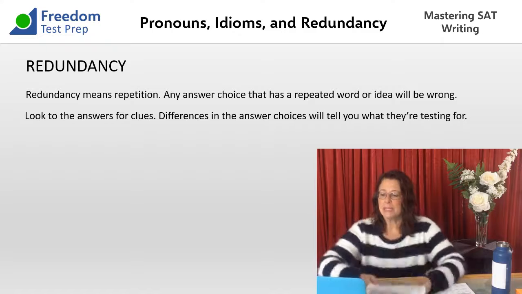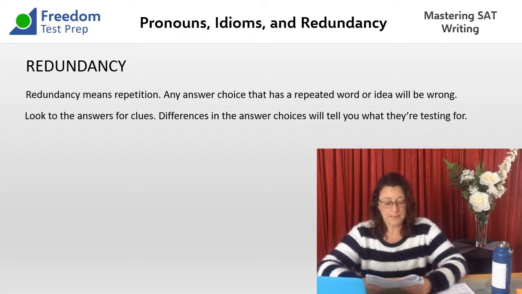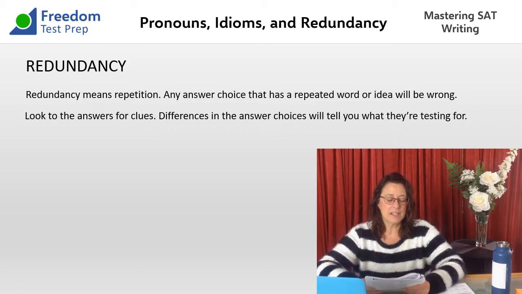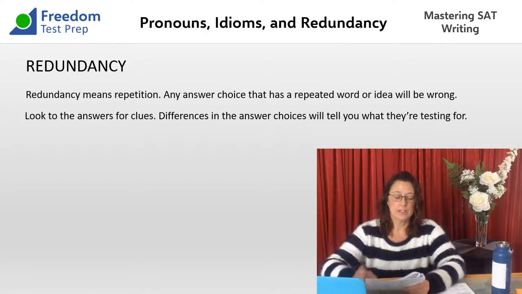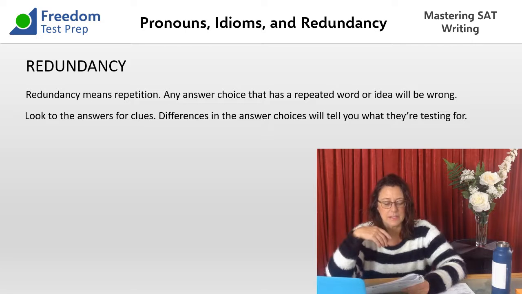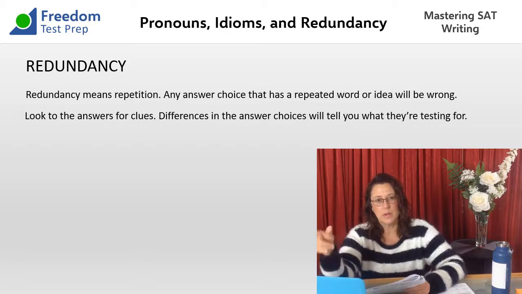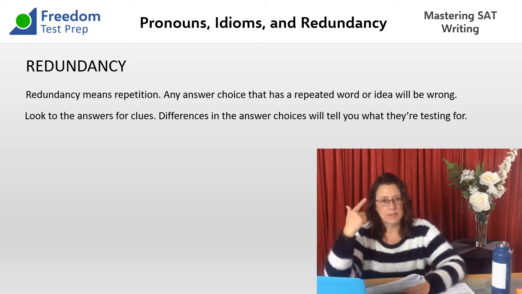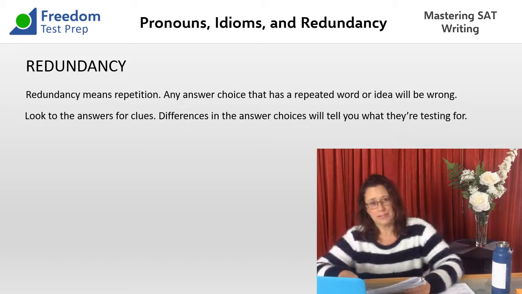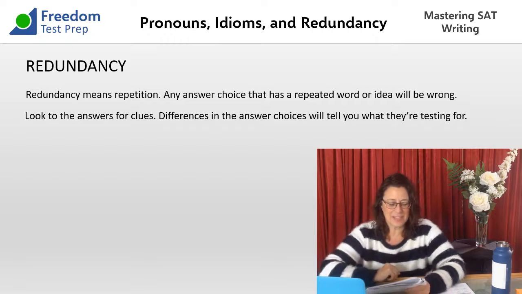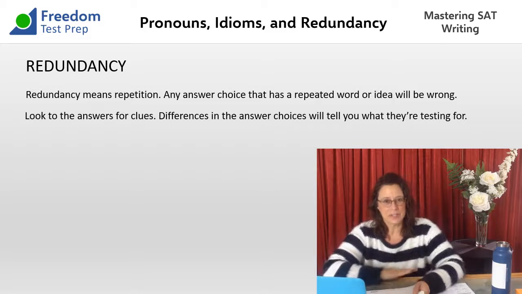Number 23. The novelty of this comfortable work-from-home life, however, soon got worn off quickly. Okay, so we're focused on that second half of the sentence. The novelty soon got worn off quickly. Again, we're thinking redundancy here. It got worn off soon and quickly. That means essentially the same thing. That's redundant. We cross off A.